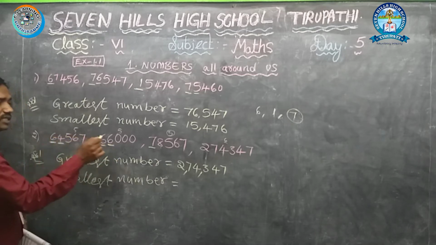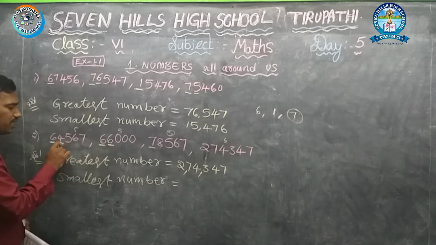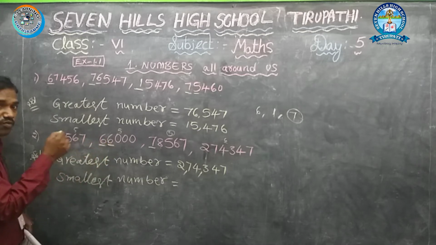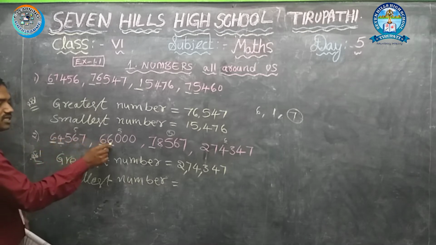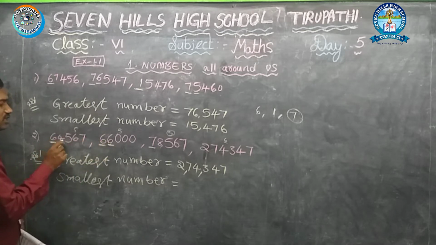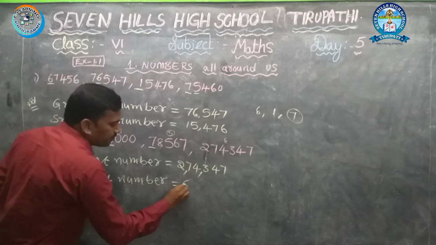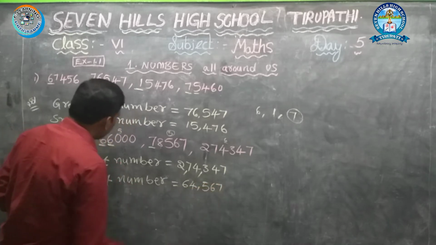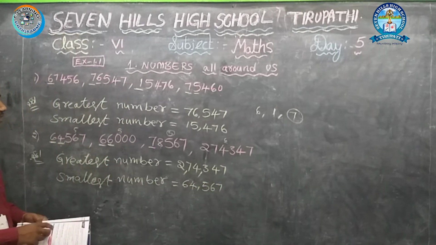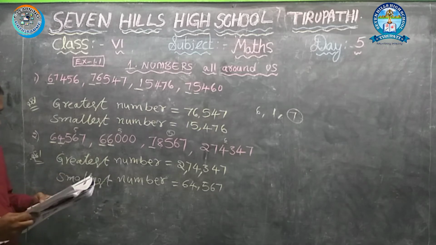So 4 is less than 6, right? We are finding the smallest number, so 4 is less than 6. So 64,567 is the smallest number. This is the first Roman.